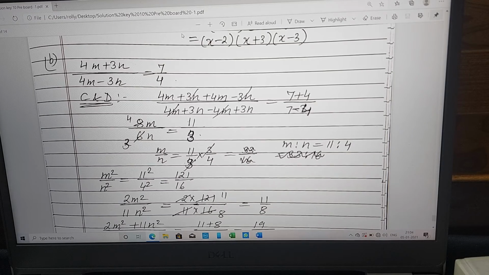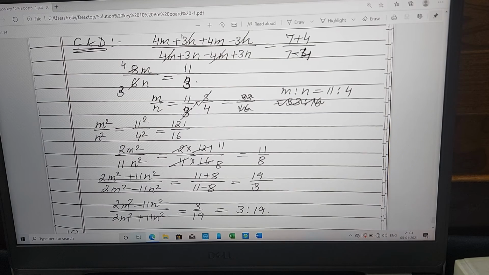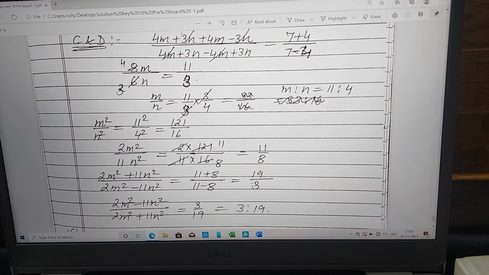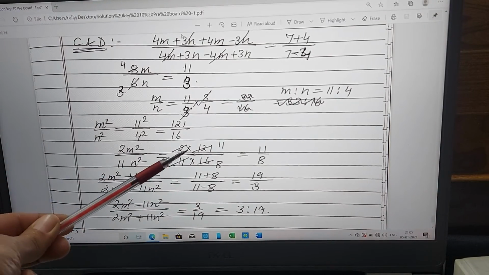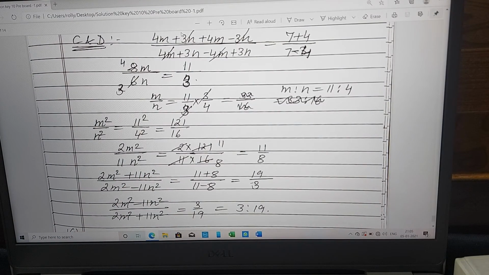Now moving on to the next part, because you were supposed to calculate the value of 2m square minus 11n square. So first of all you have to square it. So we have done m square upon n square on squaring both the sides. So 11 square upon 4 square, that means 121 upon 16. Then you have to get 2m square and 11n square. So we have done that also. We have multiplied m square by 2, n square by 11. And you have to do that on the other side also. The 2 into 121, 11 into 16. So finally you get 11 upon 8.